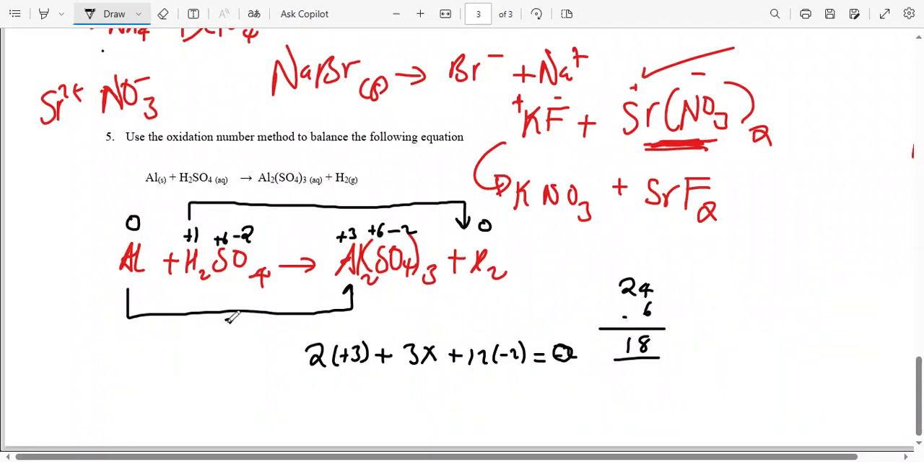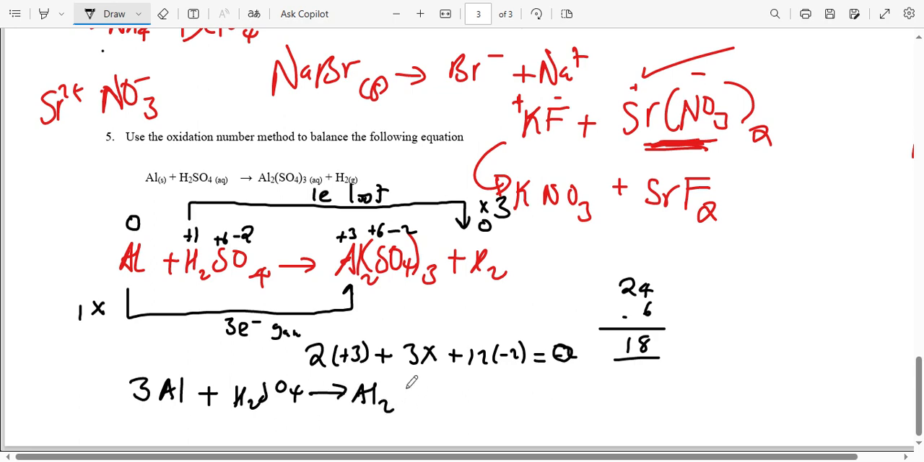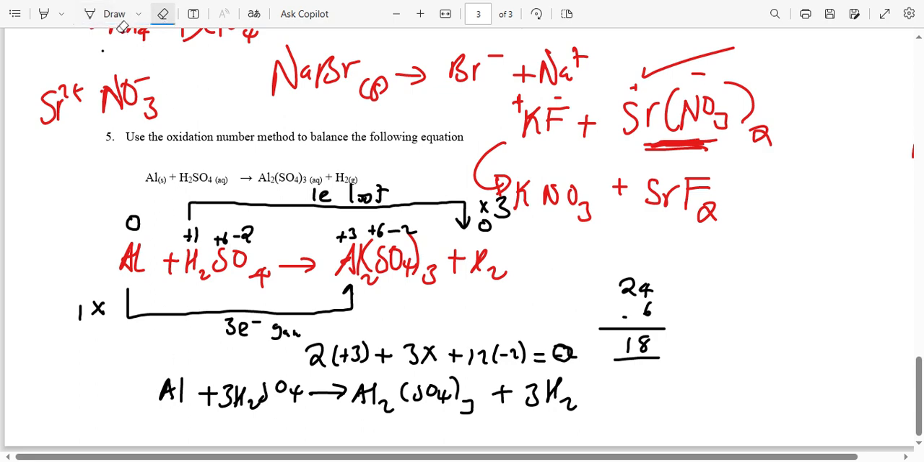So what is happening? 0 to 3, there are 3 electrons lost. 1 to 0, 1 electron gained. So simply swap these numbers: multiply this equation by 1, multiply this equation by 3. Let's get to multiply. So we're going to have 3 on the aluminium plus sulfuric acid, and that is going to go into aluminium sulfate plus 3 on the hydrogen. Oh sorry, this 3 was supposed to come here. This was supposed to be a 1. We're not supposed to put anything there because we're multiplying this one by 1. After you do this, you're now supposed to balance this by inspection.